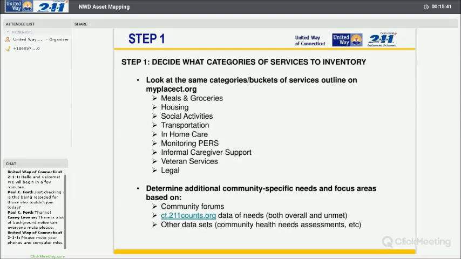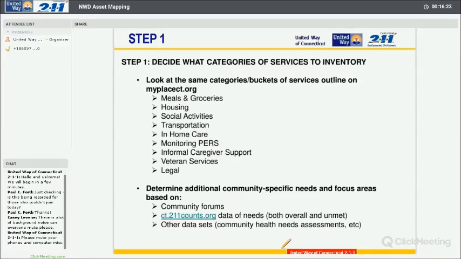And then the third way would be to look at other data sets. In the course of this exercise, you might also be looking at community health needs assessments that are available for your area or community. Hospitals are required to do community health needs assessments, so if you have a large hospital near or in your community, that might be an interesting data set or report to look at that might also illuminate other areas of need that you want to focus on. But initially, we decided to start with the buckets of services outlined on MyPlaceCT.